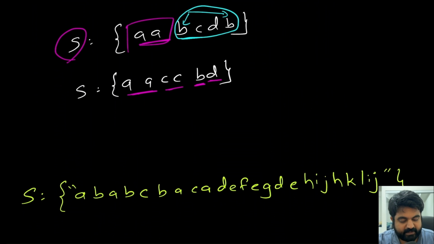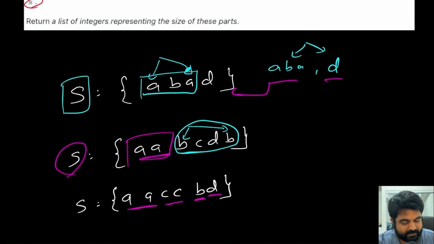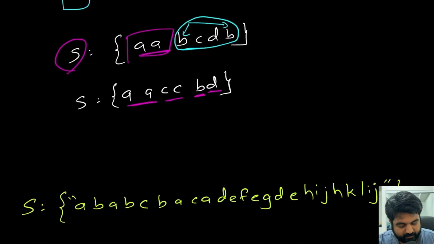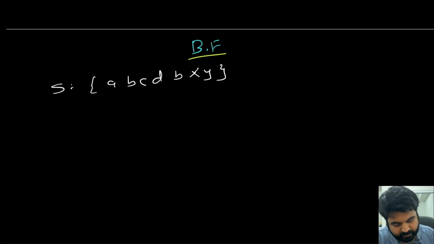So basically in the answer, we don't need to return the exact partitions, but we only need to return the size of those partitions. So for this example, we would return an answer such as 2 and then 2 and then 1 and 1. So these are going to be the sizes. Now the brute force solution is actually quite straightforward.